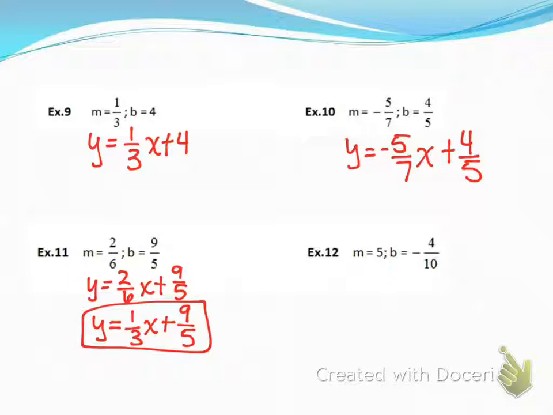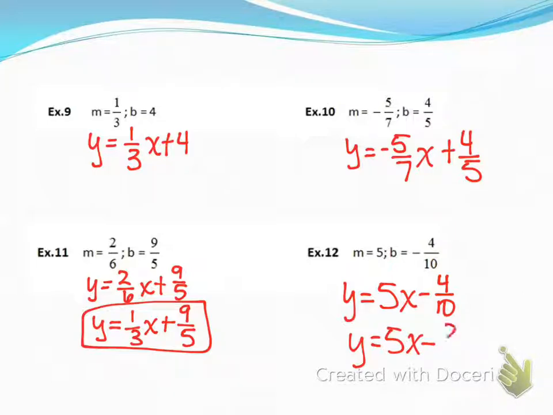Shannon, what'd you get on number 12? Y equals 5x minus 4/10. And on that one, again, we realized we should be able to simplify. Carl, what'd we do? Very good. 4/10 simplifies to 2/5. So we would want to reduce that fraction. Questions on 9 through 12?